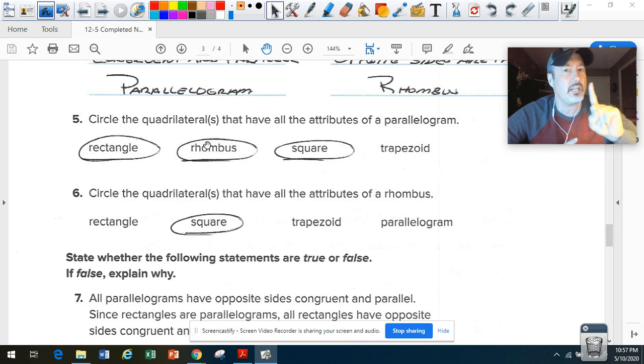Because we only have 1 set of parallel lines. That is not like a parallelogram. So we would say no to that. Okay, so let's see what else we got here. Circle the quadrilaterals that have all the same attributes as a rhombus.